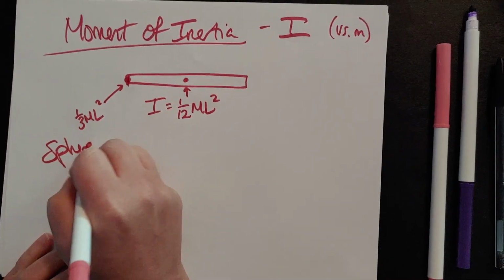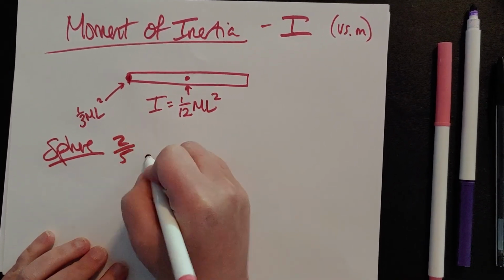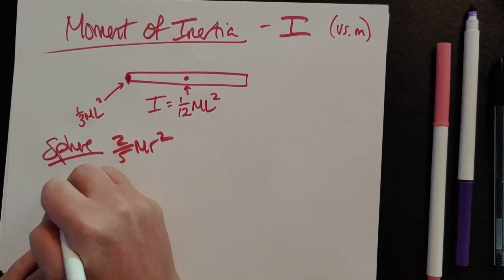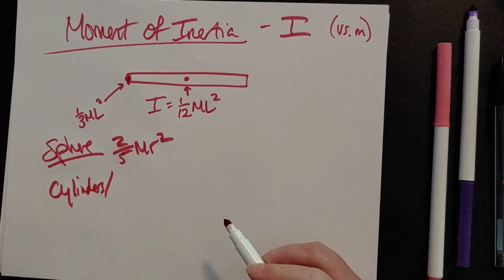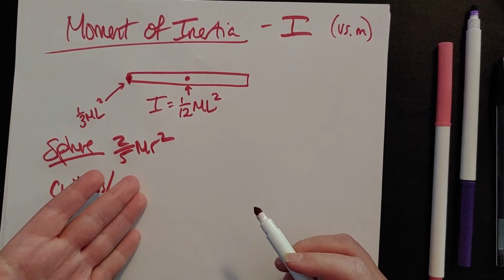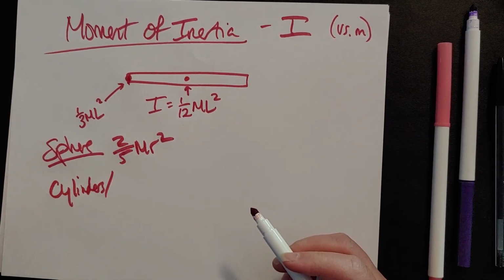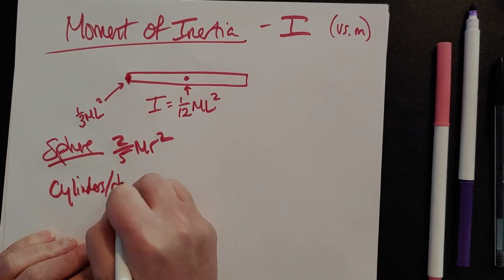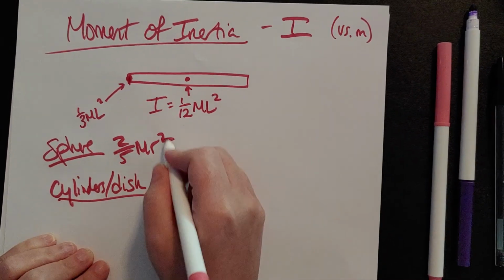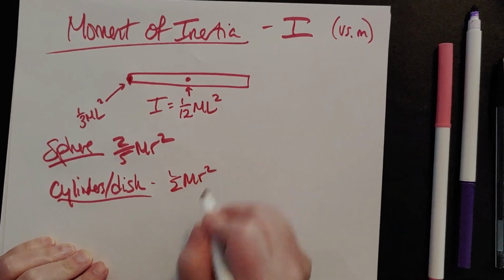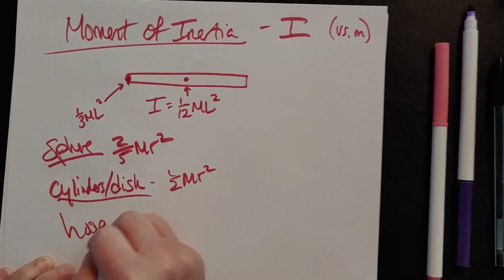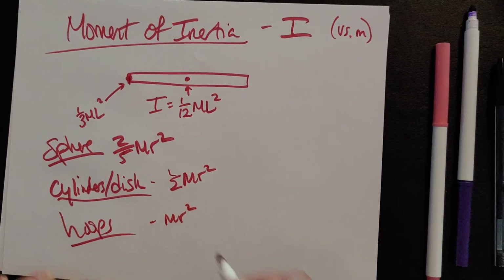Spheres are 2/5 mr squared. So for my AP kids, you don't memorize these, right? That's not a thing. But for Science Bowl, they actually expected you to know 2/5 mr squared for a problem I saw. Cylinders and discs are 1/2 mr squared, and hoops are mr squared.